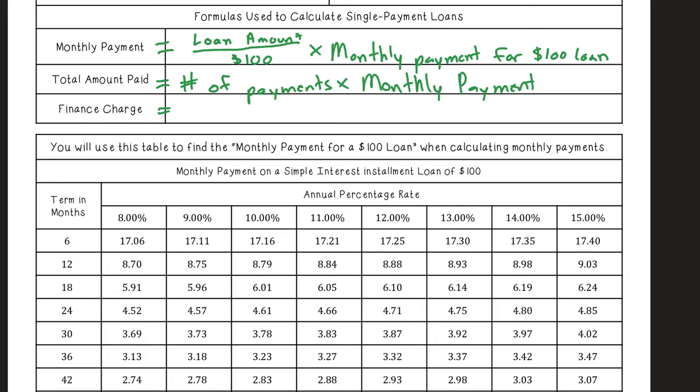Your finance charge is your total amount repaid, the total amount you paid back, minus your amount financed. So you're going to pay extra. I mean, you're paying interest. So your finance charge is how much you repaid minus how much you actually borrowed. What you borrowed doesn't factor in the interest. That's what we're going to be calculating today.